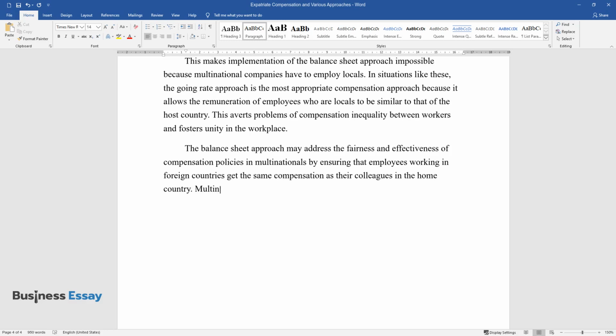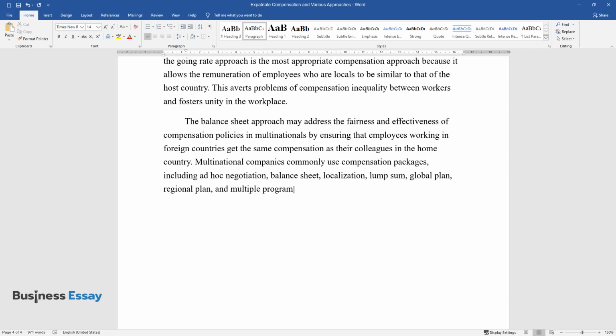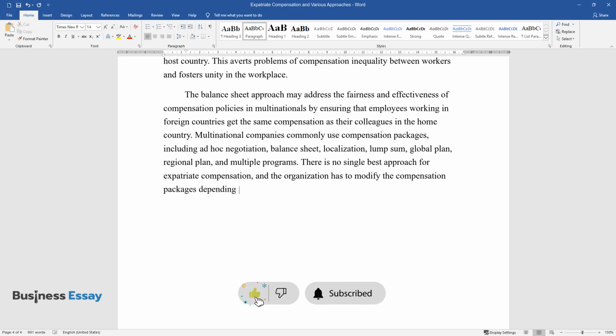Multinational companies commonly use compensation packages, including ad hoc negotiation, balance sheet, localization, lump sum, global plan, regional plan, and multiple programs. There is no single best approach for expatriate compensation, and the organization has to modify the compensation packages depending on factors that keep on changing continuously.